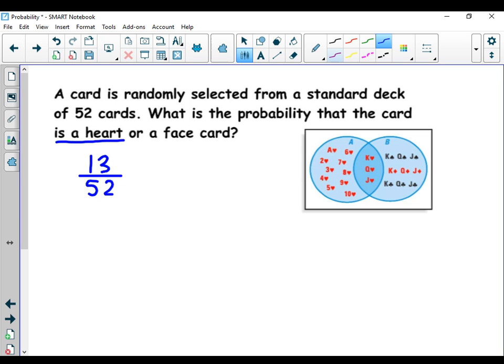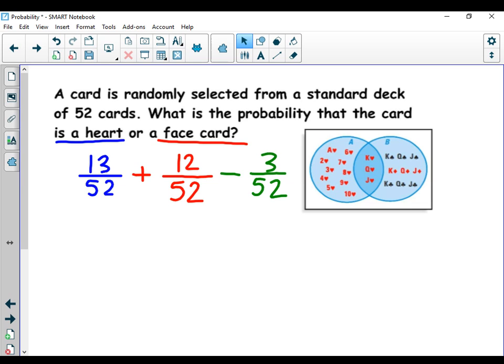Okay. Plus the probability that it's a face card. So how many face cards do we have? 12. Okay. Then, since it can happen at the same time, we have to subtract the probability of it being a face card and a heart. And what's that? 3 out of 52. Okay, subtract all of that together.